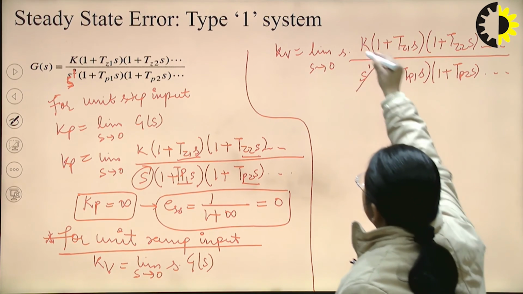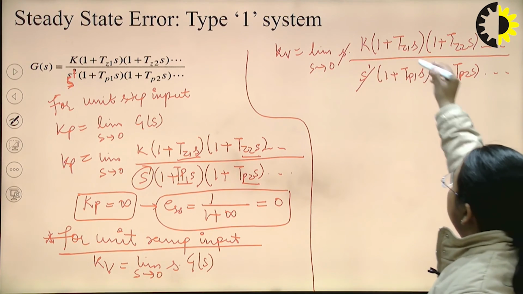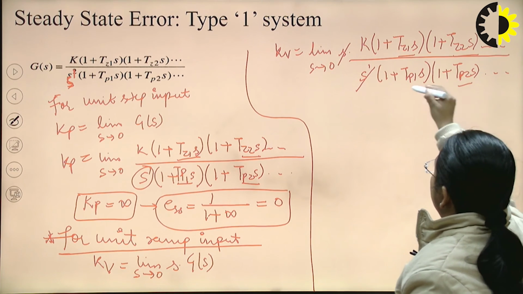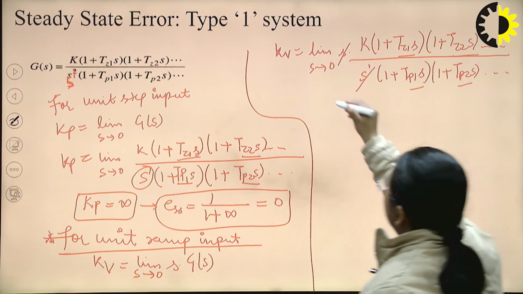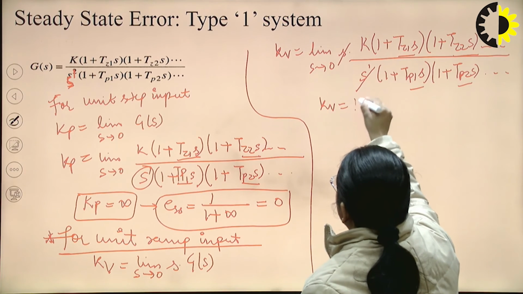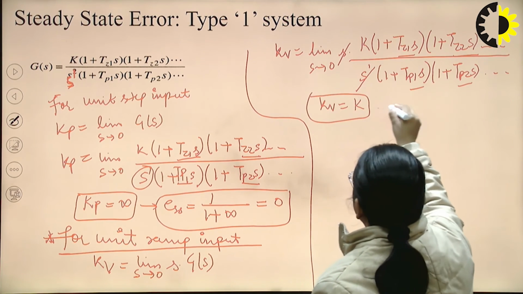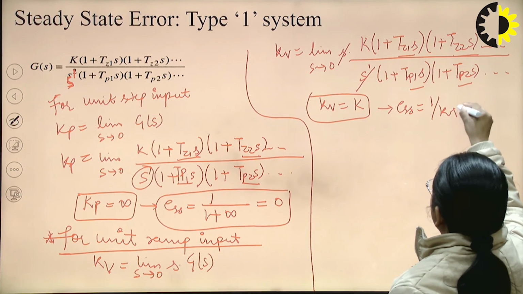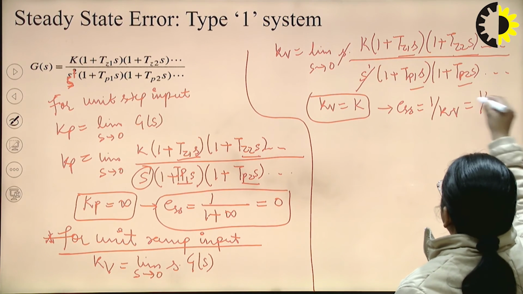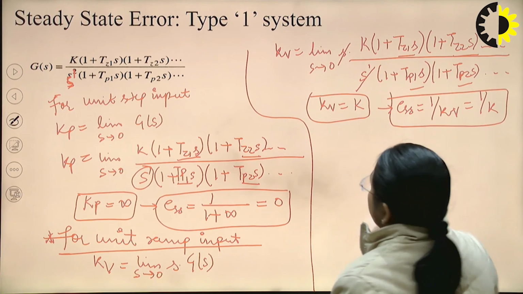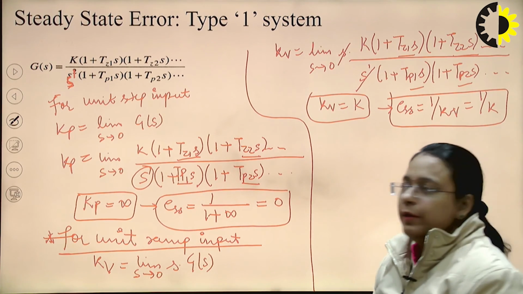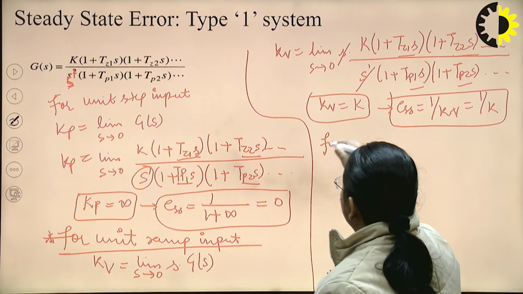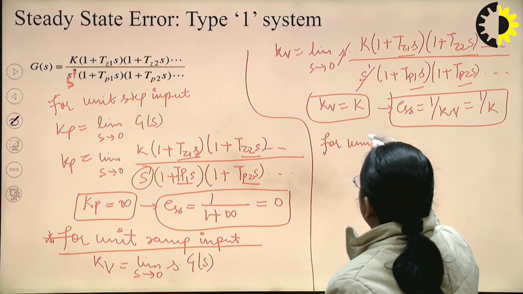So this s gets cancelled out with this term, and all the terms associated with s will become 0, and we will get here the value of Kv is equal to K. Correspondingly, the steady state error will be 1 upon Kv, which is equal to 1 upon K for unit ramp input.